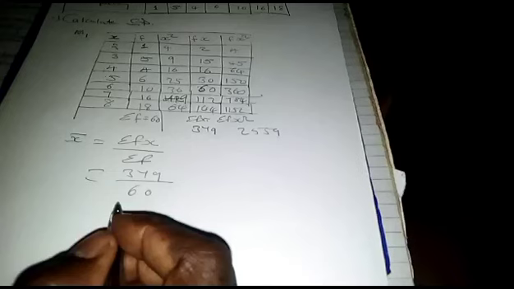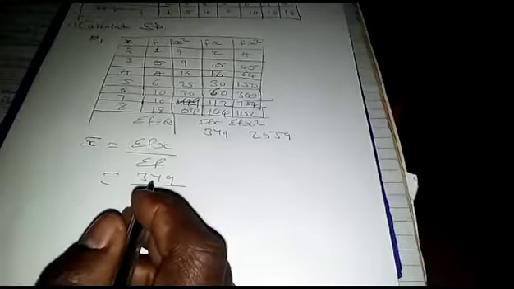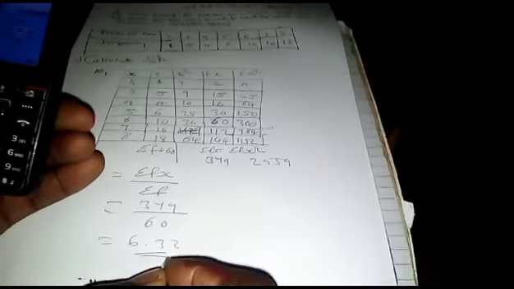Therefore, to find the mean, which is x bar, we need to use this formula, the summation of fx over the summation of frequencies. So the summation of fx we know is 379 divided by 60. The answer you're going to get will be approximately 6.32. So 6.32 is the mean.